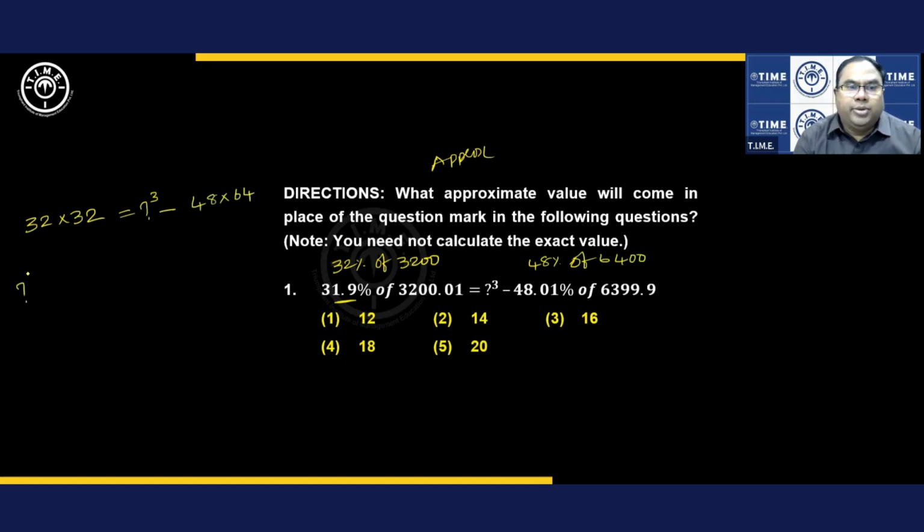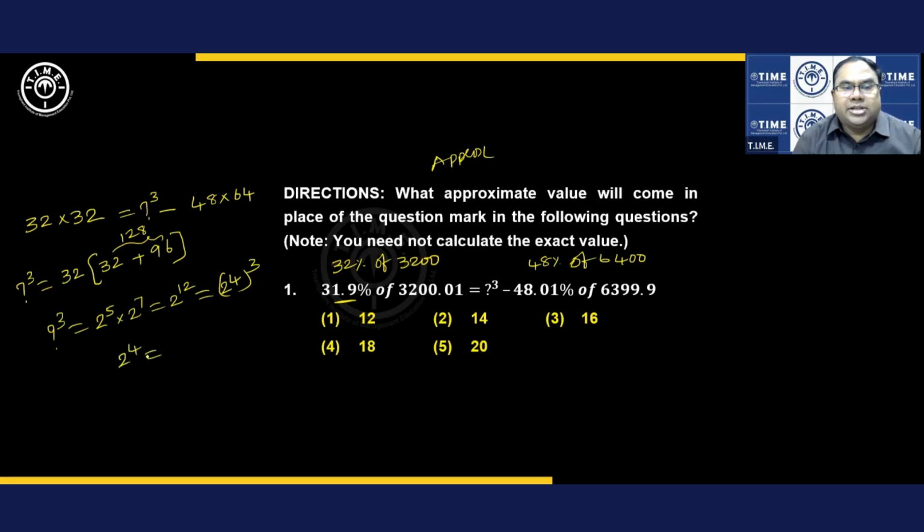Now question mark cube is equal to, if I take 32 common, so 32 plus, if I take 32 common, 96. 32 plus 96 is 128. Right, so question mark cube is equal to 32 is 2 power 5, 128 is 2 power 7, so it is 2 power 12. 2 power 12 can be written as 2 power 4 whole cube. Powers equal, make the bases equal. Question mark is equal to 2 power 4, 2 power 4 is equal to 16, present in choice 3.